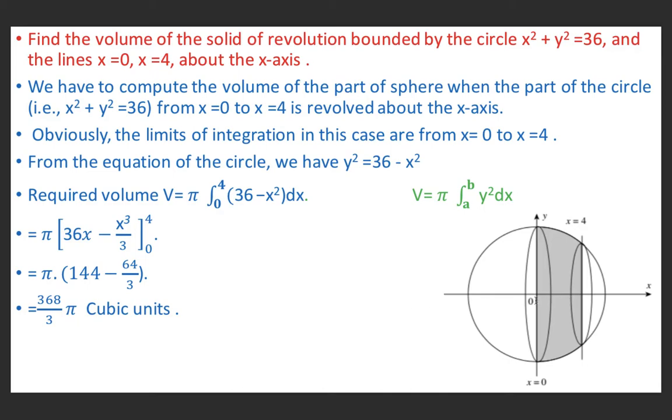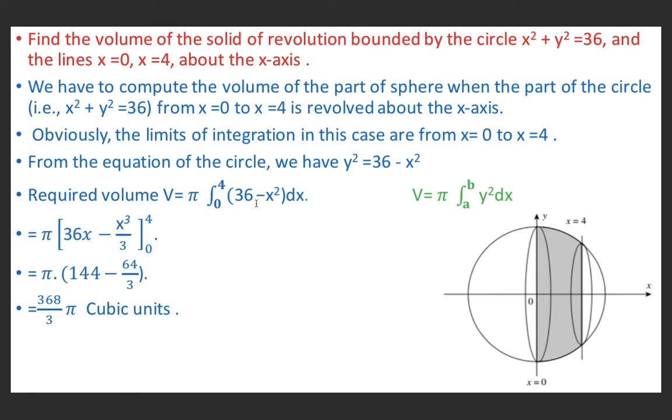Obviously, in this case, the limits of integration are from 0 to 4. Now the equation of circle is x square plus y square equal to 36. It means y square equal to 36 minus x square. The formula for volume is V equal to pi integration between the limits a to b of y square with respect to x. So if we substitute the values here, V is equal to pi integral of, in place of y square, 36 minus x square. Limits are from 0 to 4.